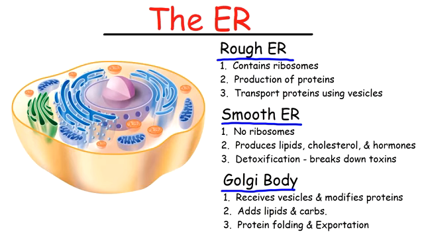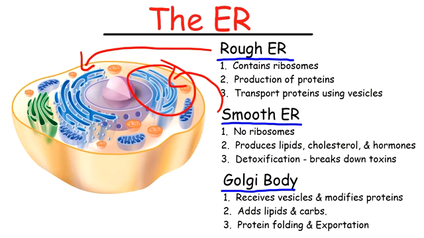Now let's talk about the ER, the endoplasmic reticulum. There are two types. The first one is the rough ER, which is all of this in that region, and the second is the smooth ER, which is right here. Now, what do you notice about these two? What is the difference between them? The rough ER contains ribosomes. The smooth ER does not contain any ribosomes.